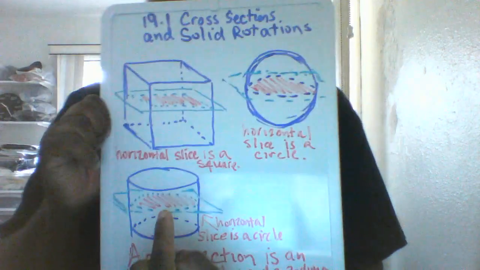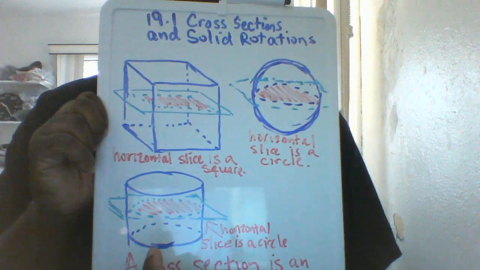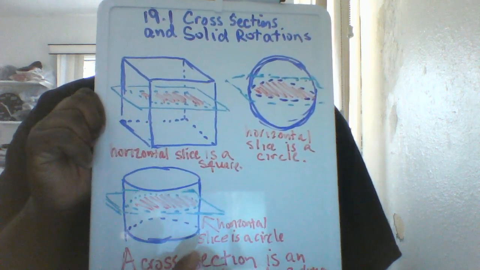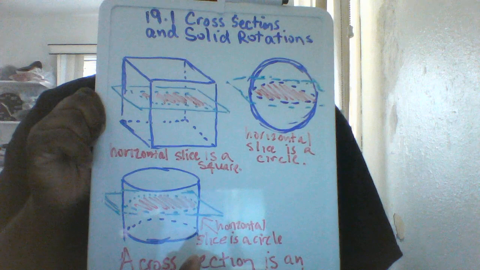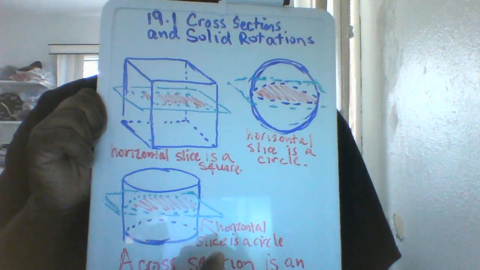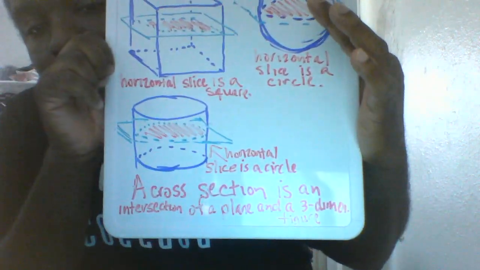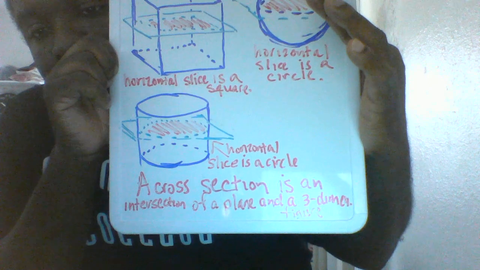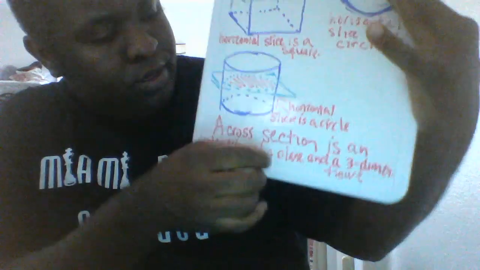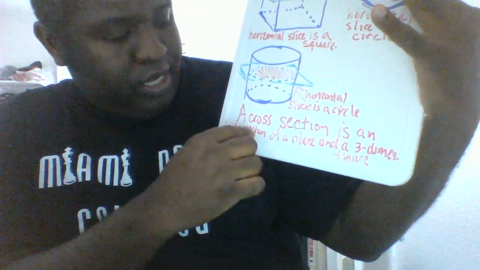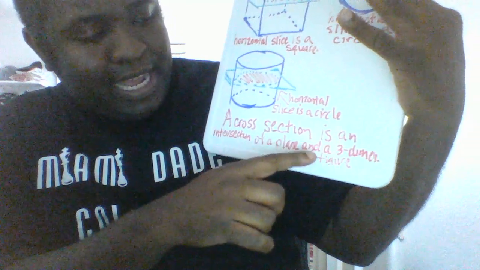All right, look at this one. So you see right here, there is a cylinder, but if we cut it horizontally, it creates a circular figure, as you see right there. So basically, all this is saying is that a cross section is an intersection of a plane and a three-dimensional figure. Okay, so that's basically what we just went over. Okay, so moving along.